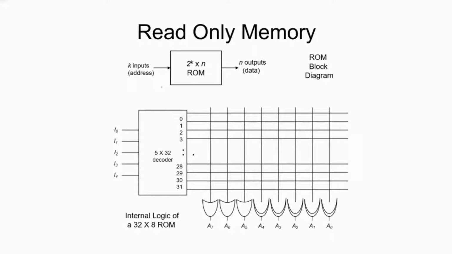See that the block diagram of a ROM is something like this. It has k input addresses. It is having only address inputs and only data as outputs. So the structure goes something like this, 2 to the power k times n. An example would be something like this right here. The internal logic of a 32 into 8 ROM.